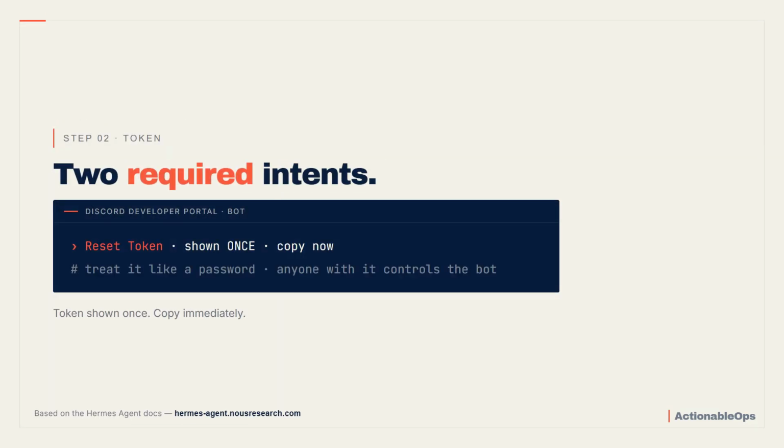Step 2. Get the token. On the bot page, click Reset Token. Discord shows it once. Copy it now, or you have to reset again. Like Telegram, anyone with the token controls the bot, so treat it like a password.